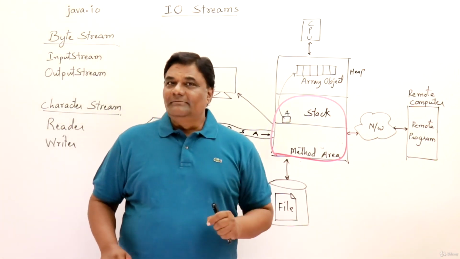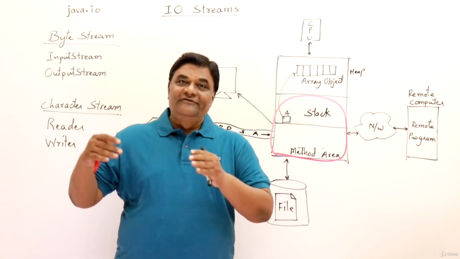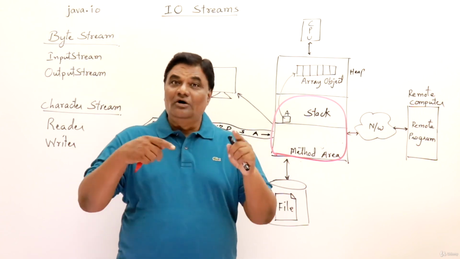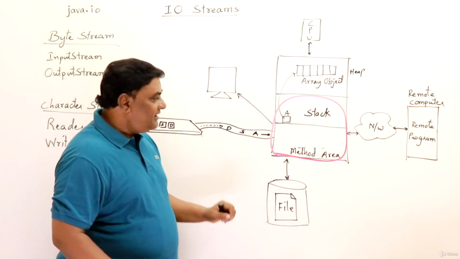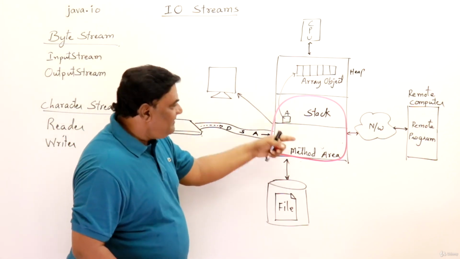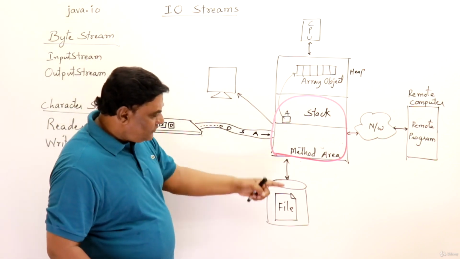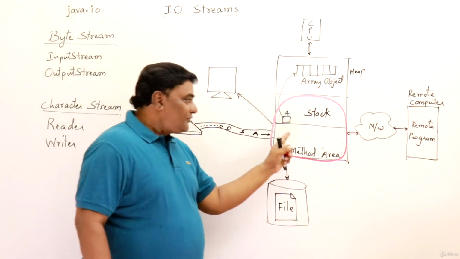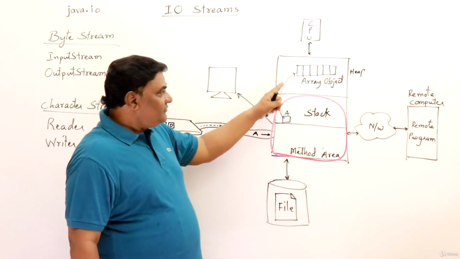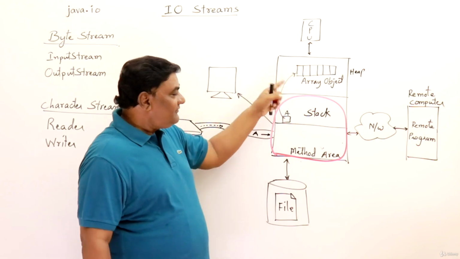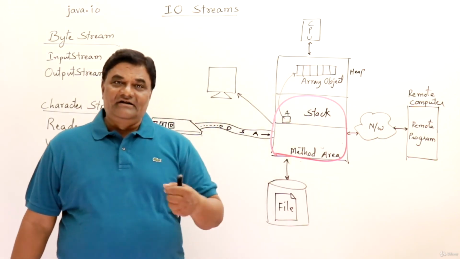Now, next we will learn about stream. What's a stream? Stream is flow of data. The data may be flowing from a resource to a program, or from a program to a resource. Like here, it may be flowing from program to a file or file to a program, program to a network or network to a program, or program to some array object in a heap, or from an array object to the program. So stream is a flow of data.